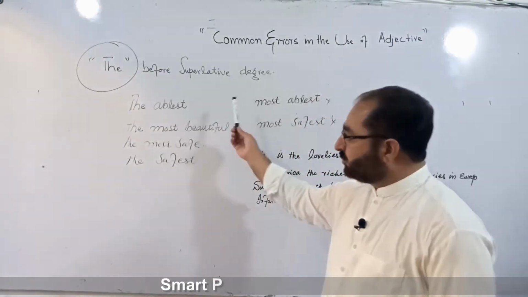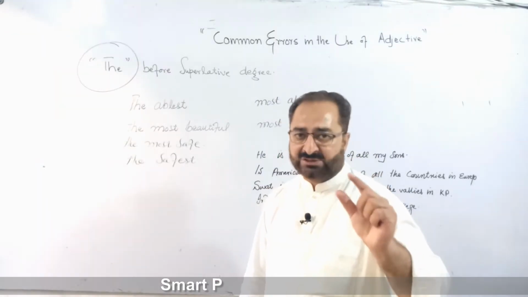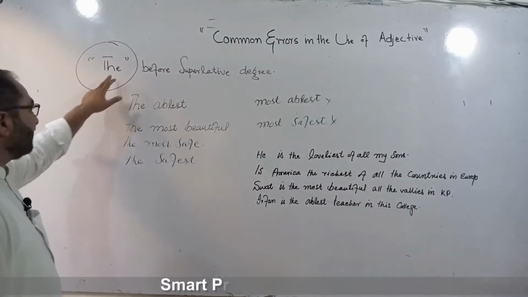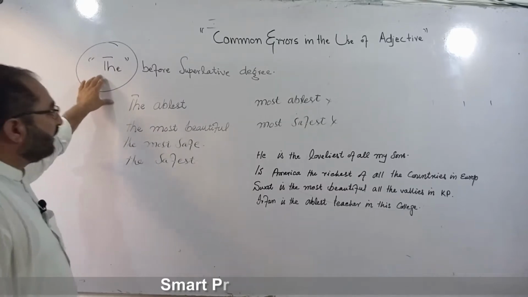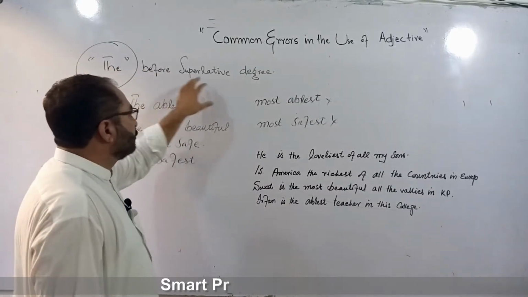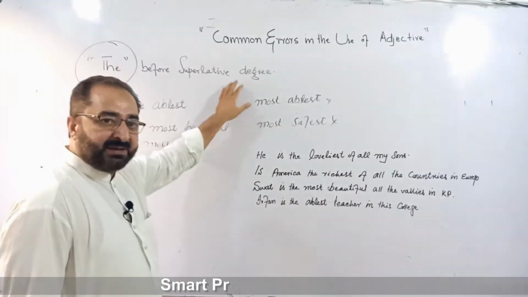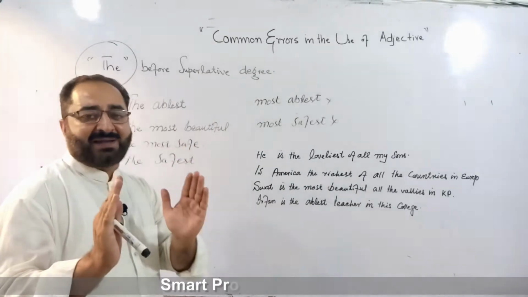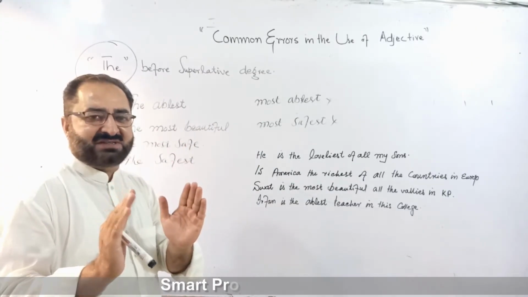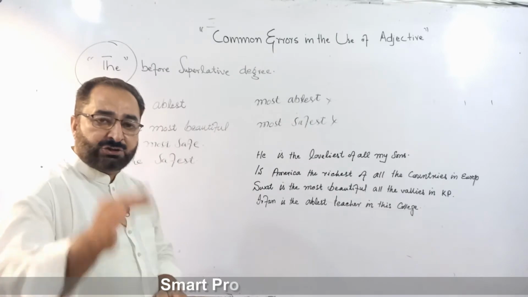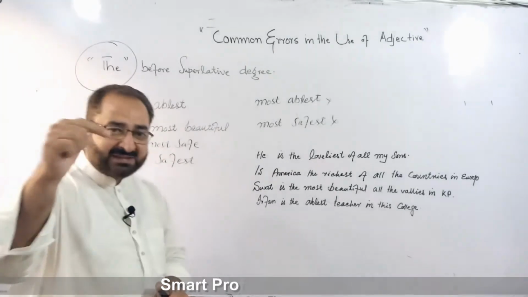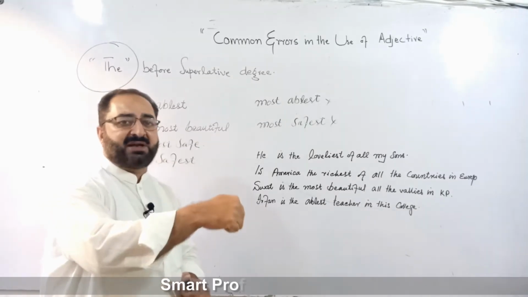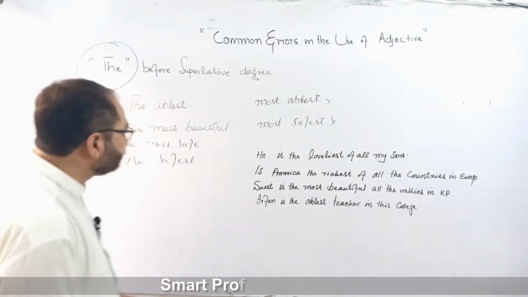So kindly use 'the' before the superlative form of adjectives. Always use 'the' before the superlative degree of adjectives. You should keep in your mind, again and again I am repeating these words, I am insisting on it, that you use 'the' before the superlative degree of adjectives. Without 'the', the use of the superlative degree of adjectives is incorrect.